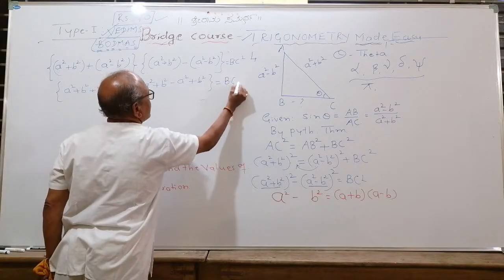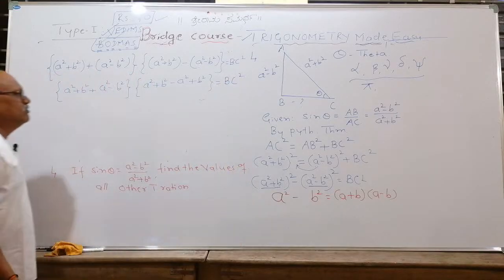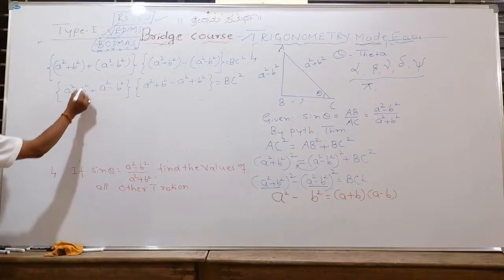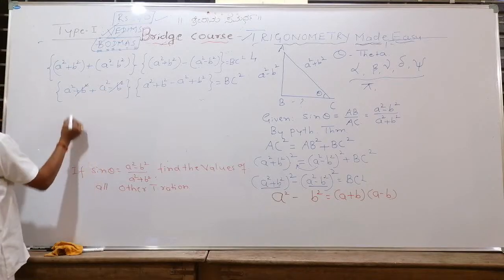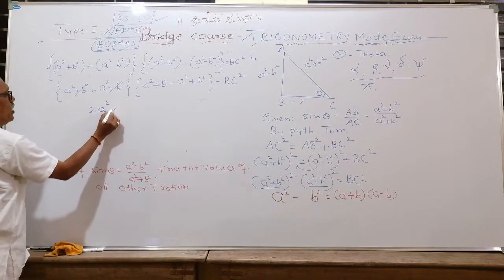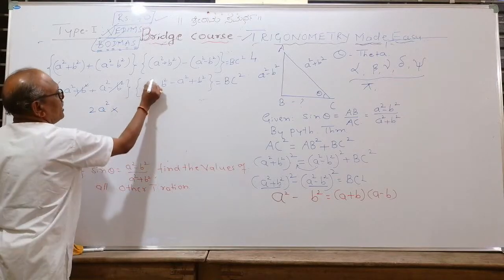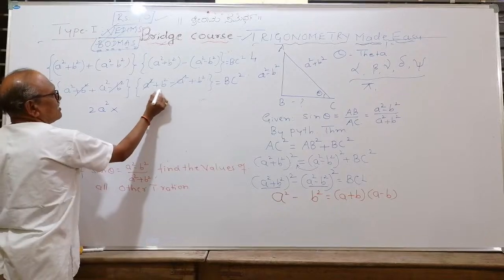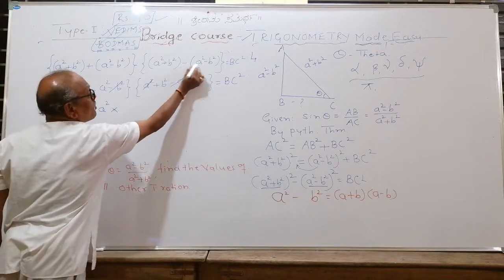You consider it as your tuition class. I am a coach. Plus B square minus B square, A square plus A square is 2A square, into... observe this time, A square cancels. Are you getting me? Remove the bracket carefully.